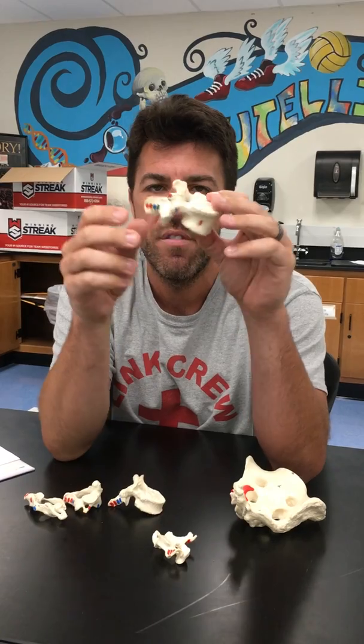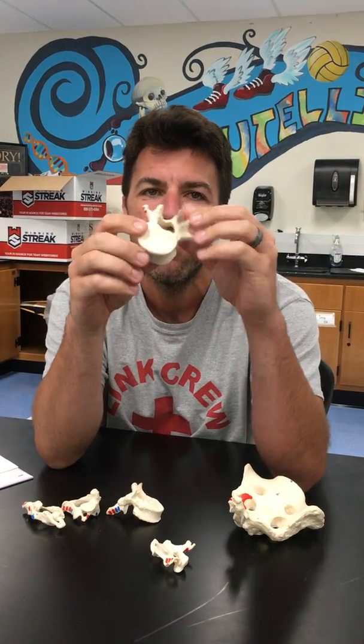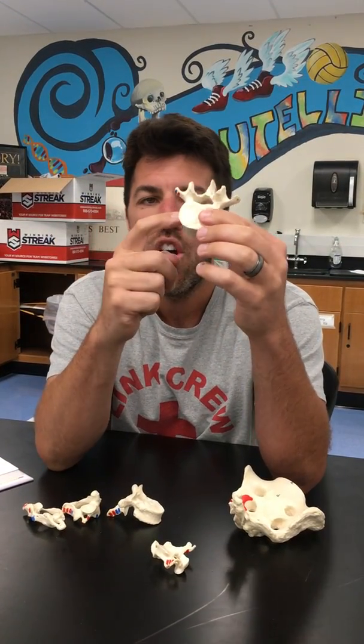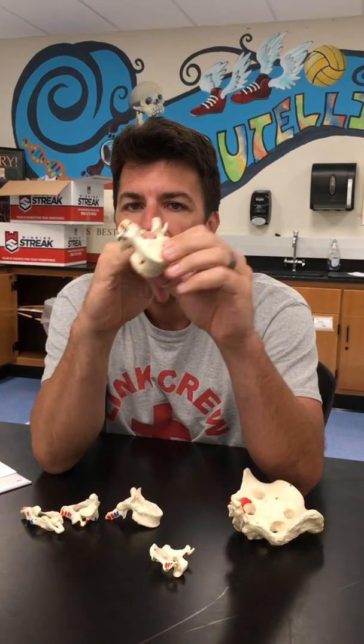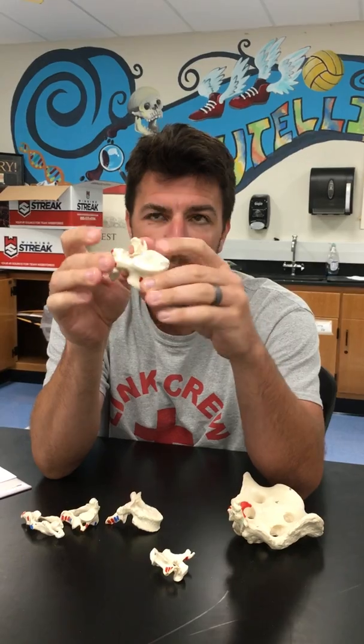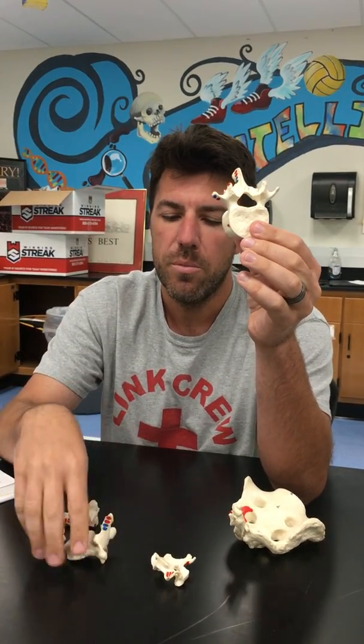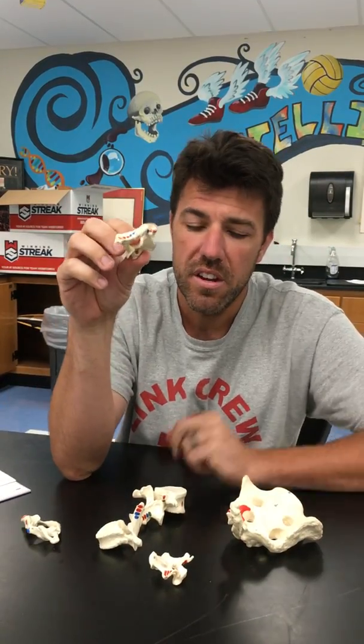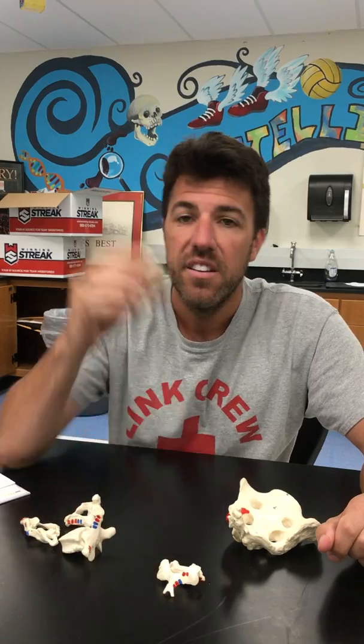Then we go to the lumbar vertebra, the stocky, stubby vertebra. There's a big fat body, vertebral foramen, stubby spinous process, transverse process here. Definitely a little bit different looking than the thoracic. There are 7 cervical, 12 thoracic, 5 lumbar.